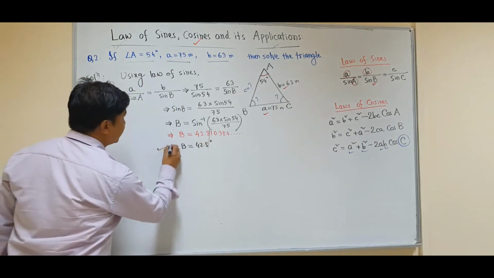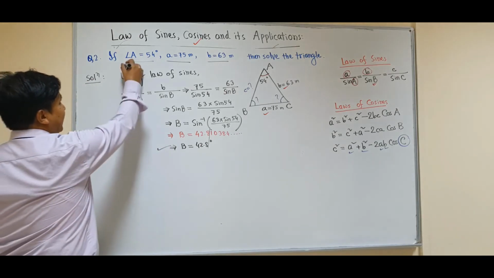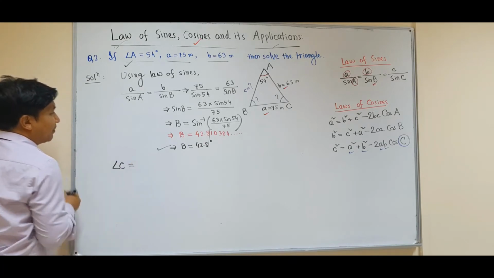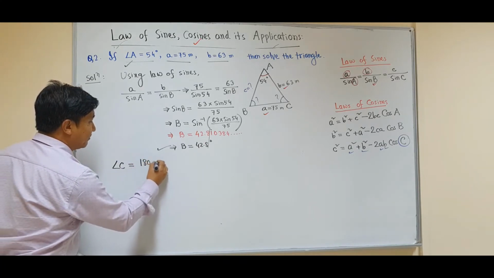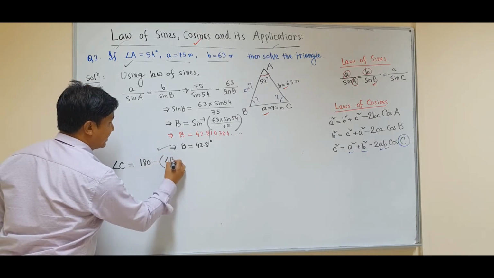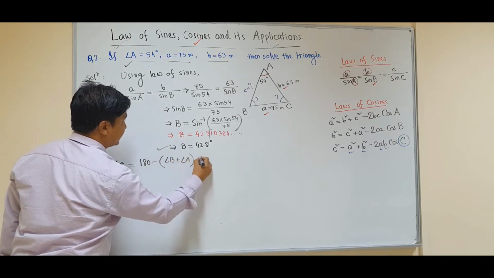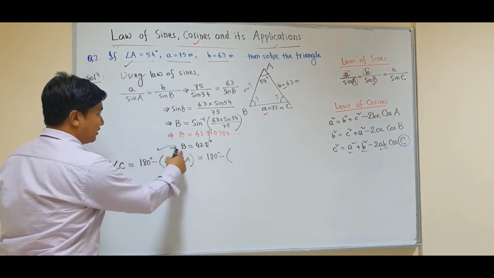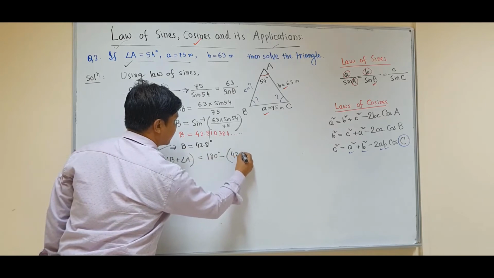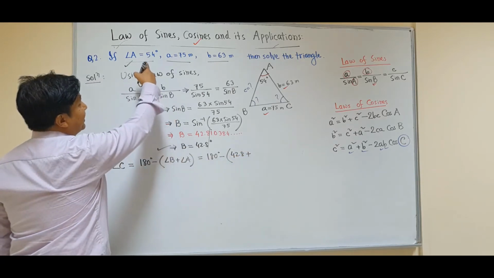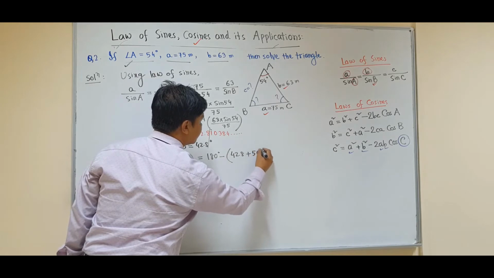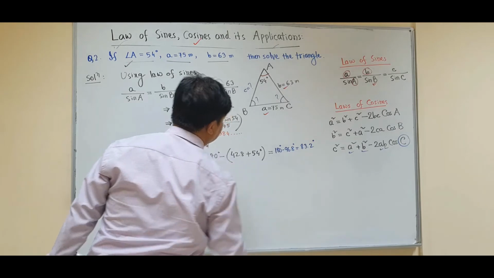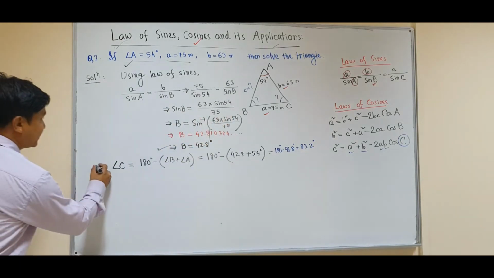So now we got angle B, we know angle A. So clearly we can find out angle C. How much is angle C? This will be 180 degree minus angle B plus angle A, right? So 180 degree minus, what is angle B? B is 42.8 plus what is angle A? Angle A is 54. Just put the value. 180 minus 96.8, that gives you 83.2. So this is your angle C.